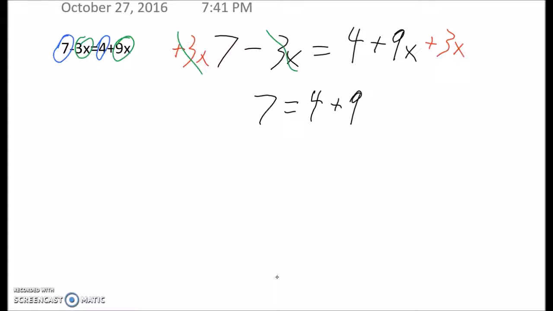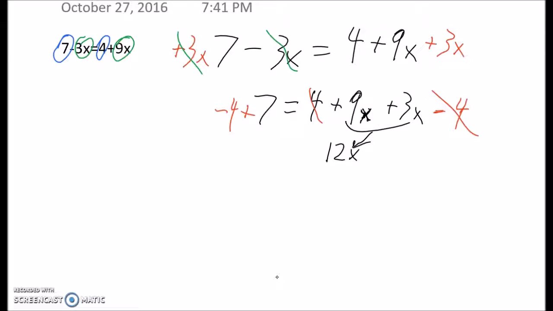On this side, though, we have a little bit more of a mess. 4 plus 9x plus 3x. Well, because they both have x in their term, we can add them together. So that's 12x, and so that's just these two terms coming down. And let's subtract 4 from both sides. The reason why I'm doing that is to get rid of this 4 with this 4.